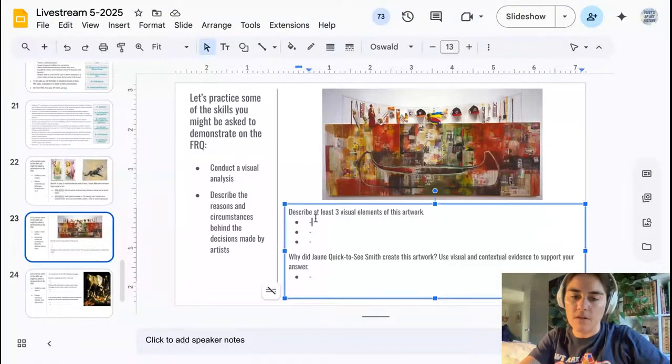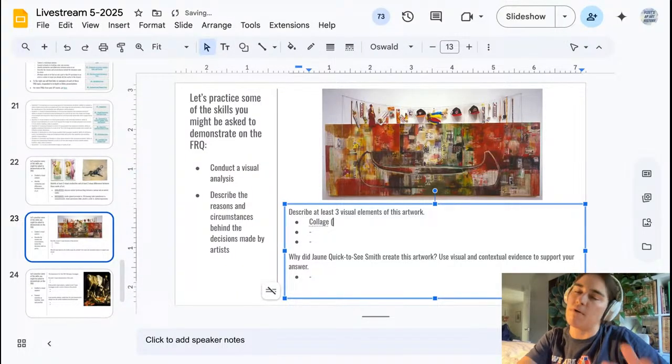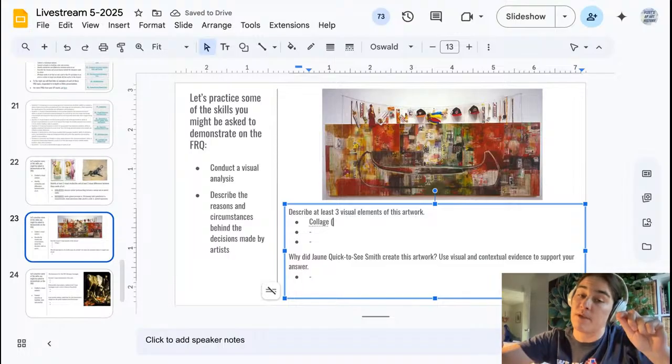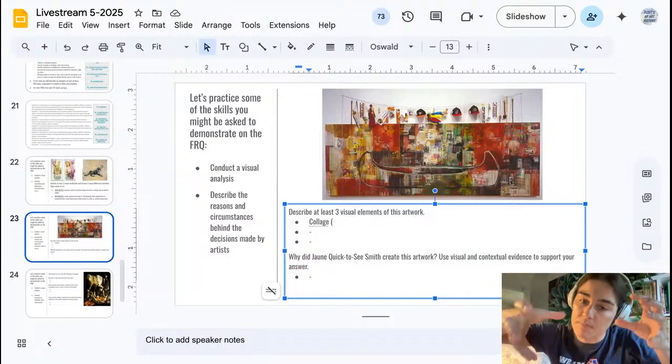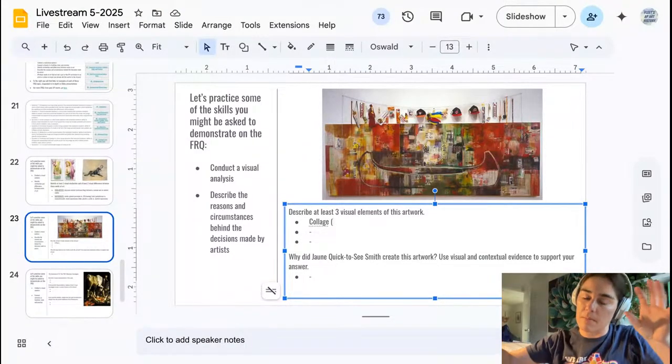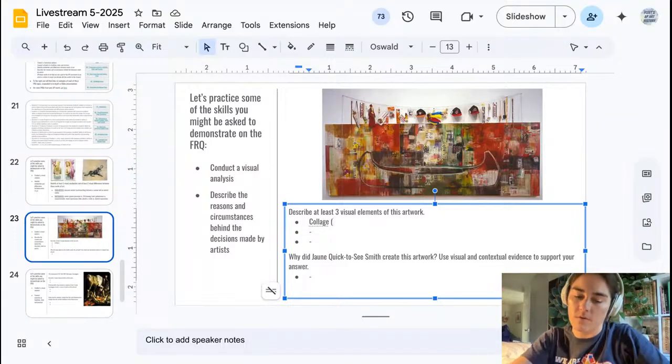Yes, it's collage, right? Collage is a word that means that we have a lot of these different elements that have been cut up into pieces and then we're reassembling them and reorienting them in a new way, right?